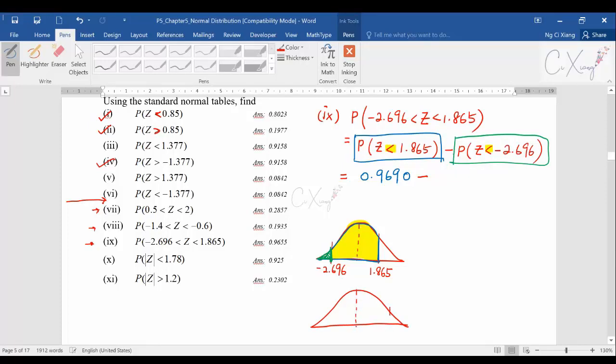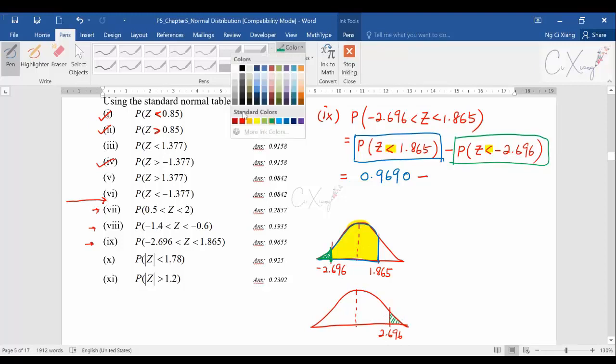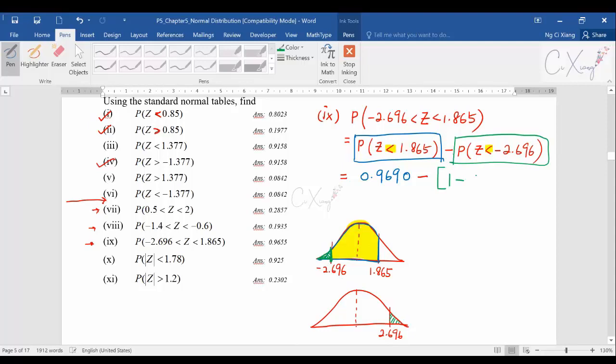This green color area, if I reflect it, becomes 2.696. So this green color one will be this part. When I want to find the answer for this part, you need to take 1, which means the whole table, minus the area smaller than 2.696. Then you'll get the green color area that you want. Therefore, I will write it out like this: for this part, it is 1 minus Z smaller than 2.696.